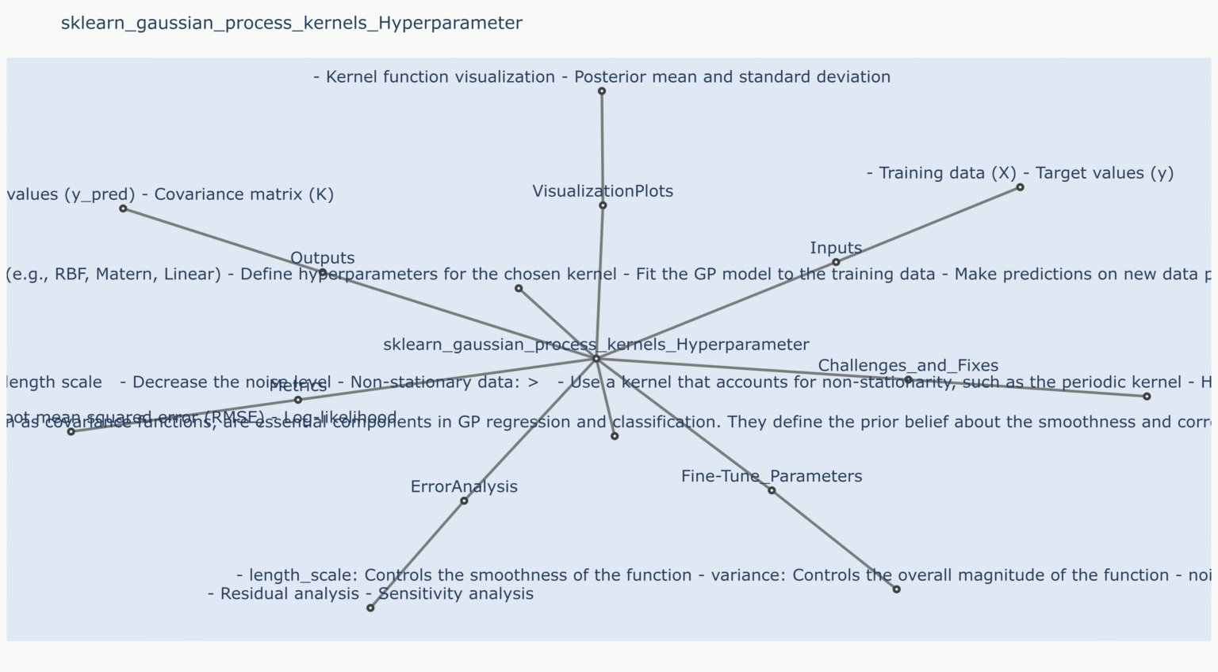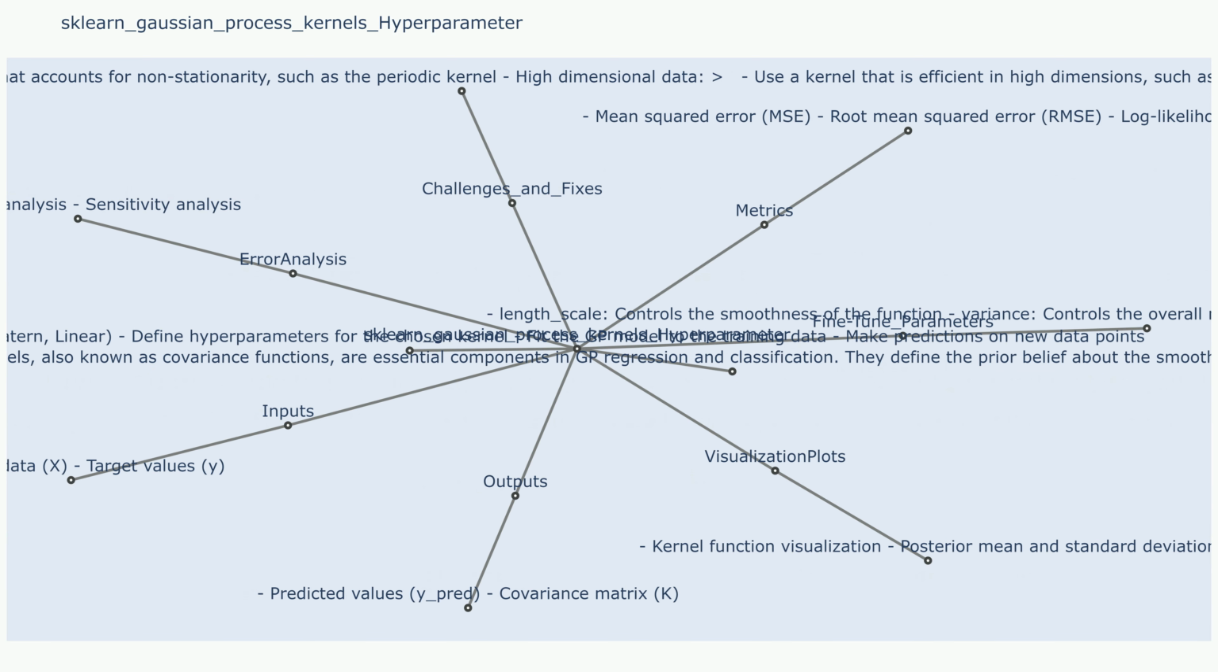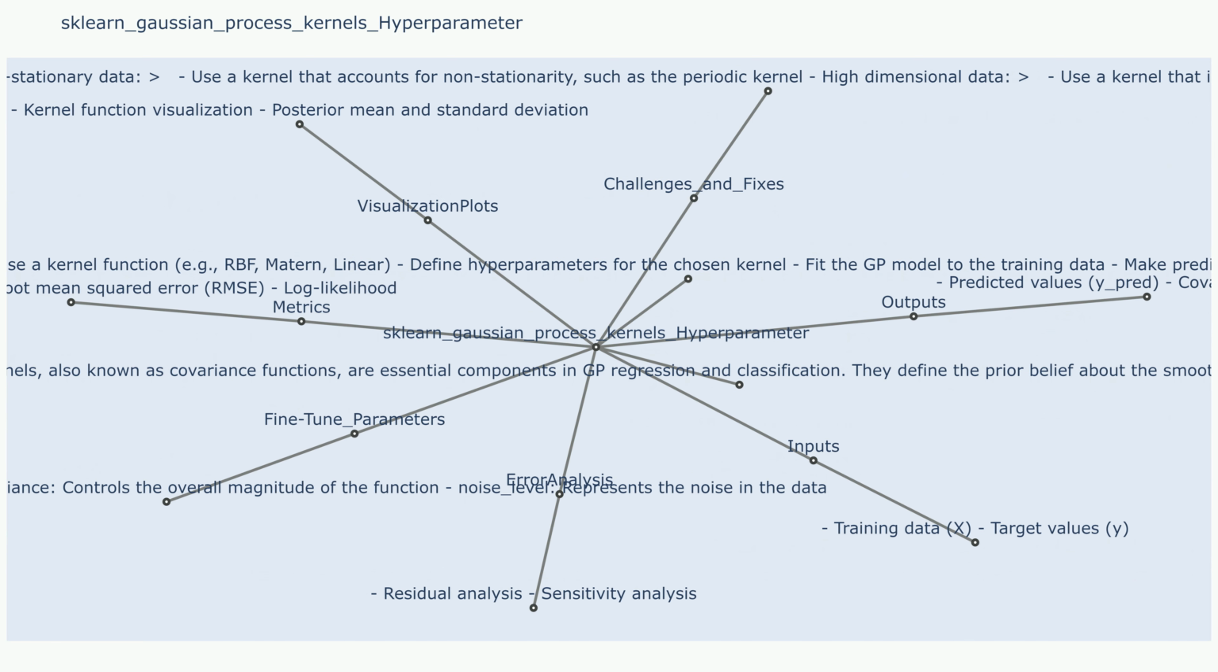The corresponding target values for each training data point, represented as an array of shape n_samples. Output: a trained Gaussian process model that can be used to predict the target values for new data points. The predicted target values for new data points.